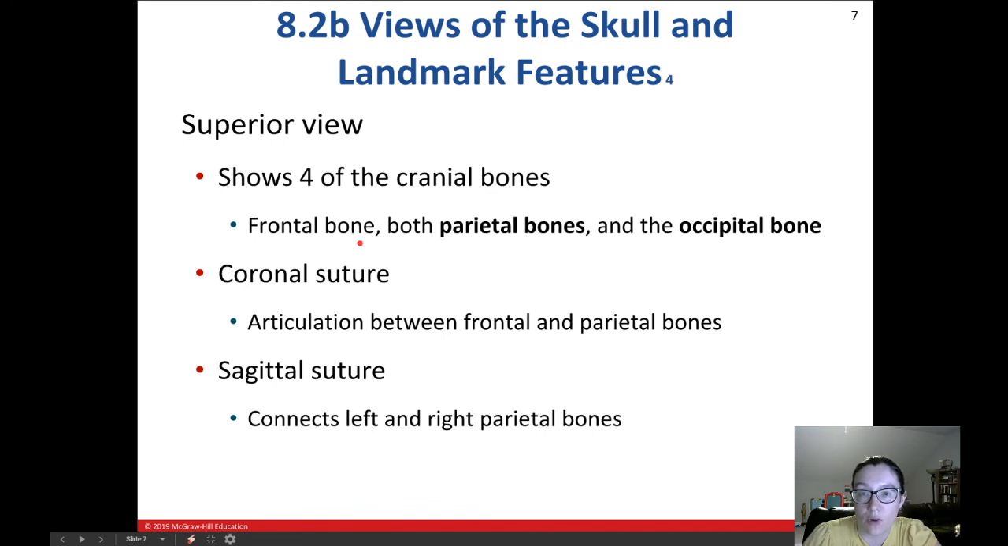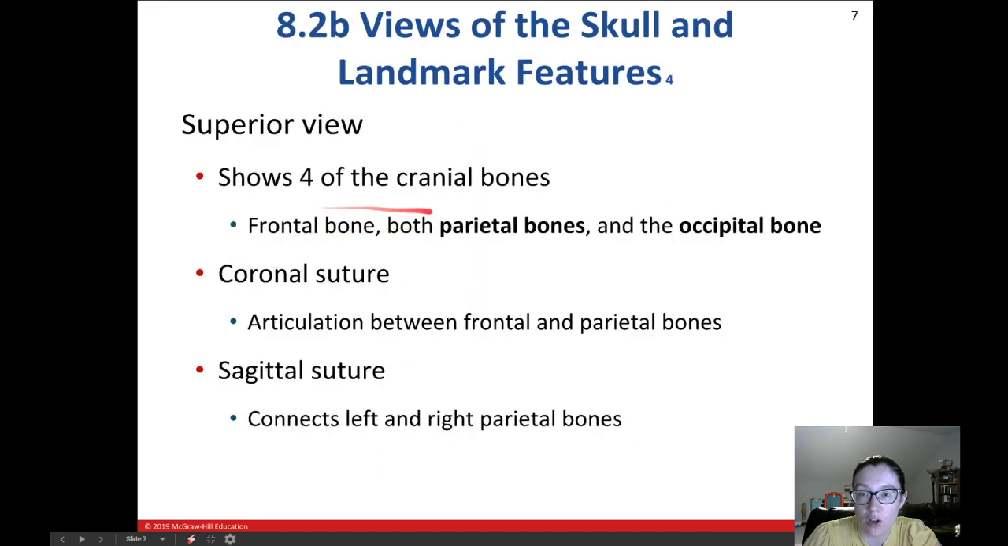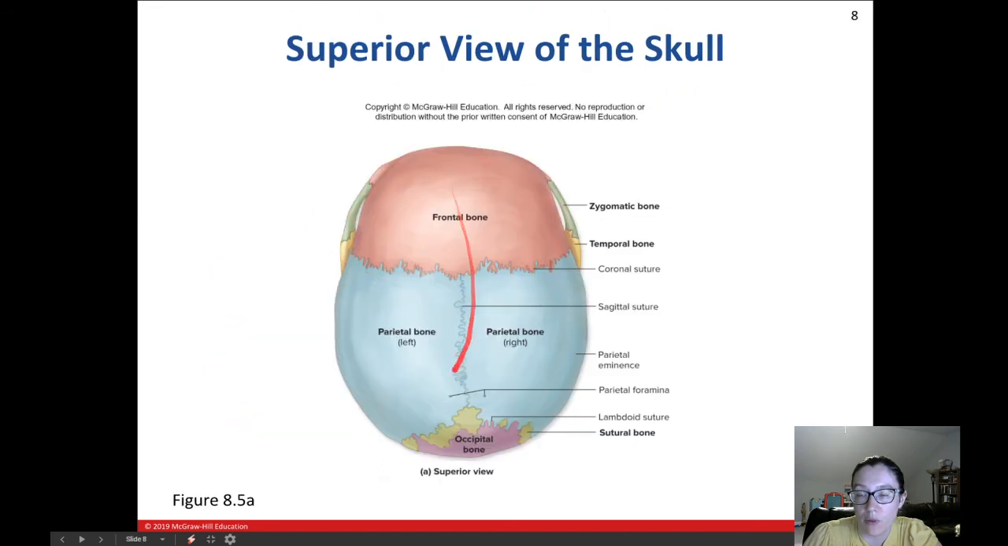The next is the superior view, which is kind of the top, and it shows some of the sutures we'll talk about. The frontal bone, the 2 parietal bones, and the occipital bone are the main ones here. Then we can see the coronal suture, which connects the frontal bone to the paired parietal bones, as well as the sagittal suture, which connects the right and left parietal bones together. These are 2 of the main sutures to know. And finally, in this back part, the lambdoid suture connects the parietal bones and the occipital bone.